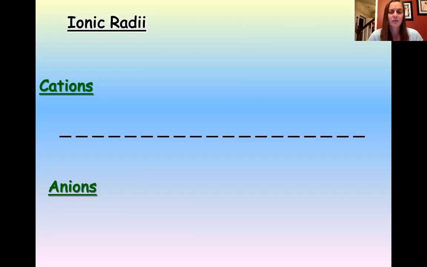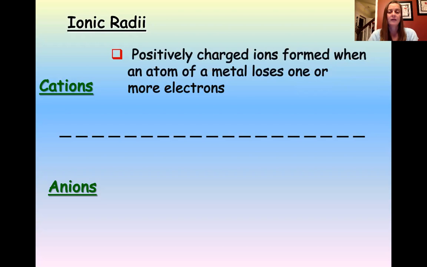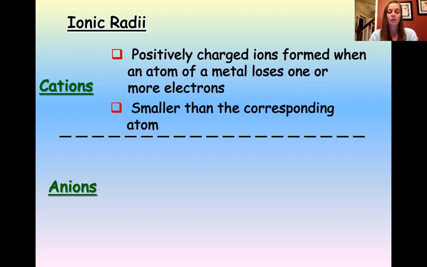Okay, before we get into the next trends, let's talk about ionic radii. So when atoms form ions, when they form cations, we know that they lose electrons. They still have the same number of protons, so they still have the same charge, but fewer electrons pushing one another away. And so the radius of cations is actually much smaller than the corresponding atom. So the ions formed by most metals are smaller than the original metal. We talk about that as the parent atom.